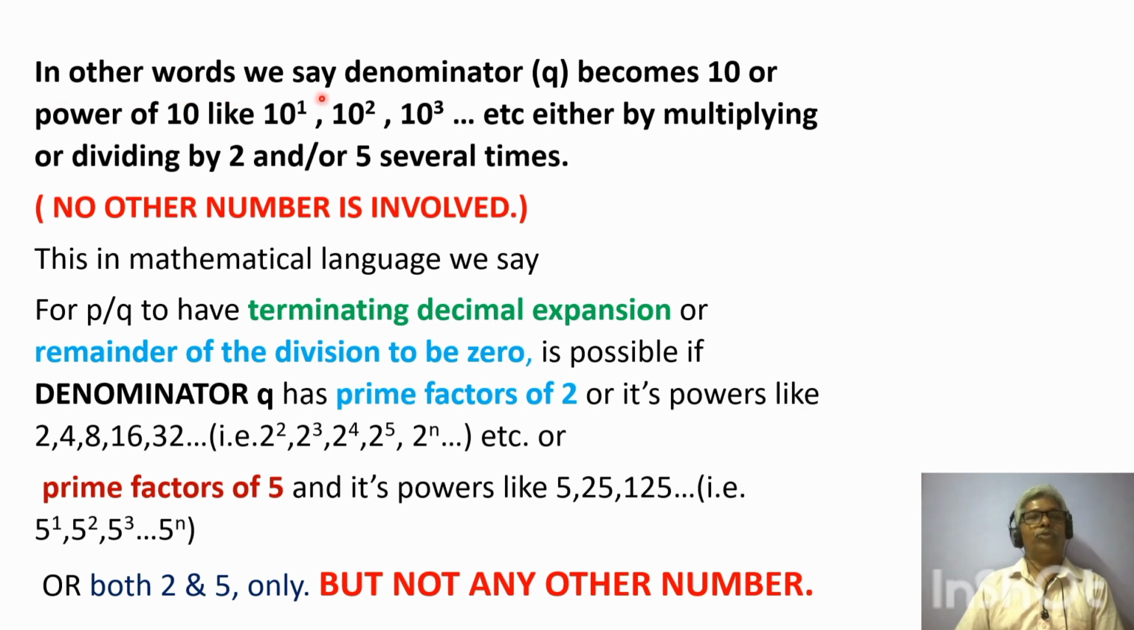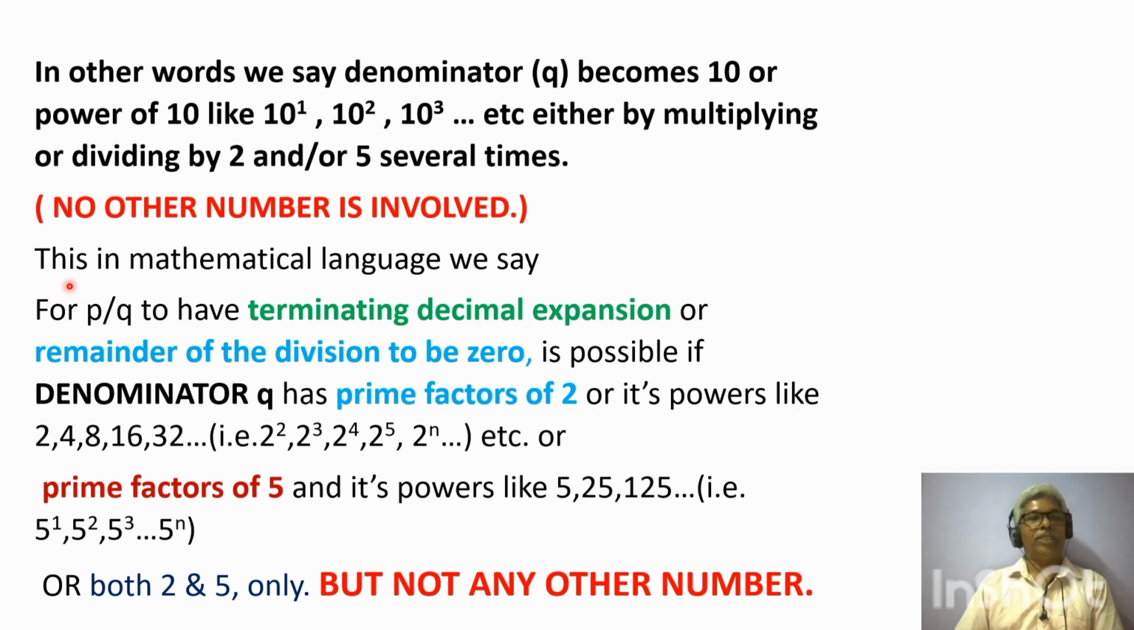In other words, we say the denominator q becomes 10 or a power of 10, like 10 raised to 1, 10 squared, 10 cubed, etc., 10 raised to n, by multiplying or dividing by 2 or 5 several times, but no other number is involved. If this condition passes, then we will have a terminating decimal expansion.